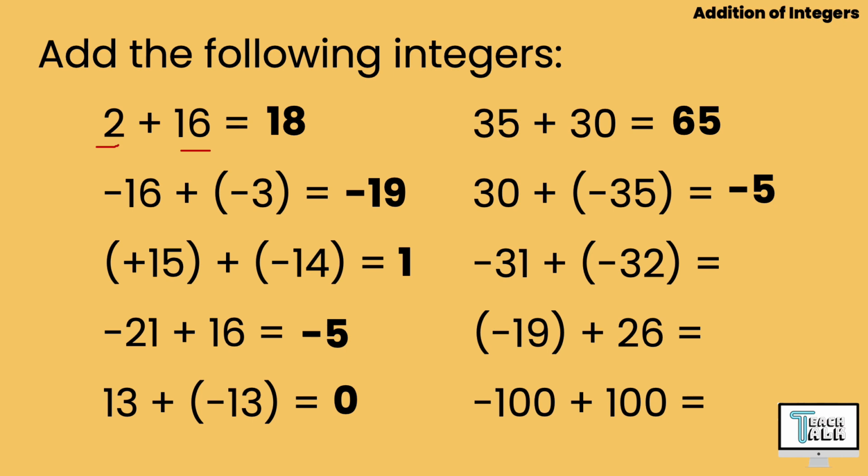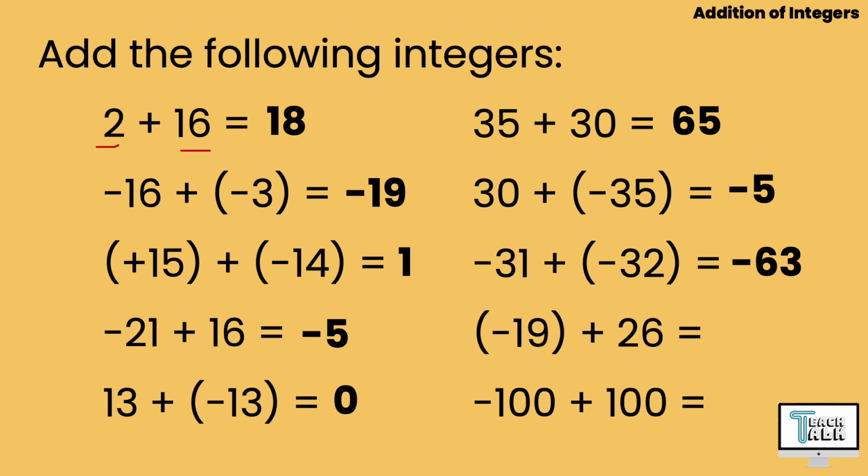Next, negative 31 plus negative 32. Same sign, different signs? Same signs, pareho silang negative. Tama. Now, ano ang step 1 natin kapag same signs? Copy the sign, right? So, negative ang answer. Second step, add the numbers. 31 plus 32, that is 63. So, the answer is negative 63. Again, copy the sign, add the numbers.